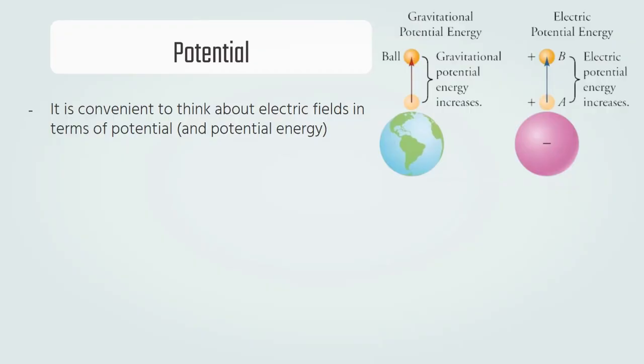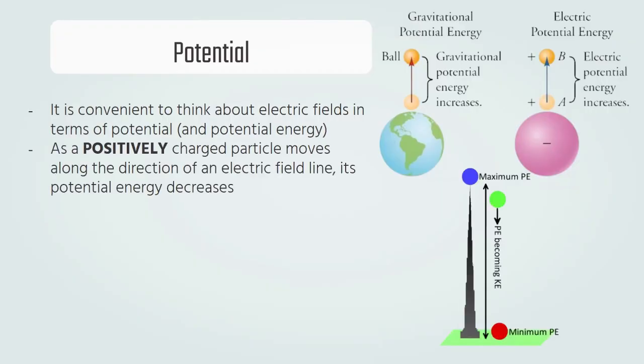And in the case of electricity, when you have two charges really close to each other, that's a high potential energy configuration. And as they move far apart from each other, or in the case of positive charges in particular, as those two positive charges are pushed away from each other, they lose that potential energy and it's turned into energy of motion. Okay. So that's what I'm saying. As a positively charged particle moves along the direction of an electric field line, its potential energy decreases.